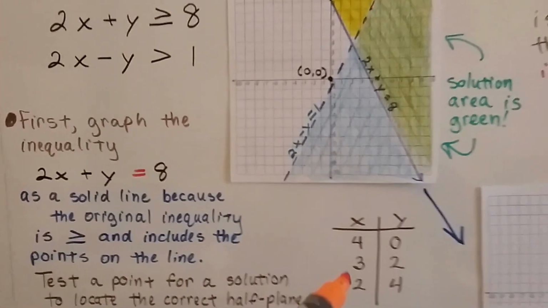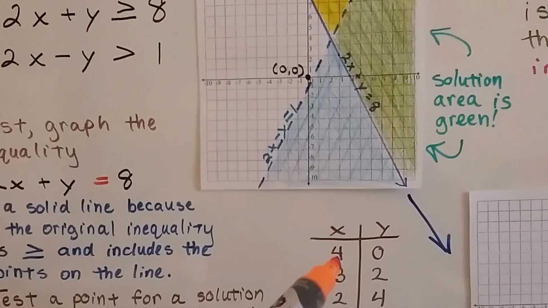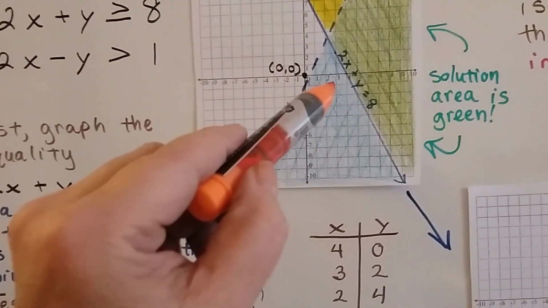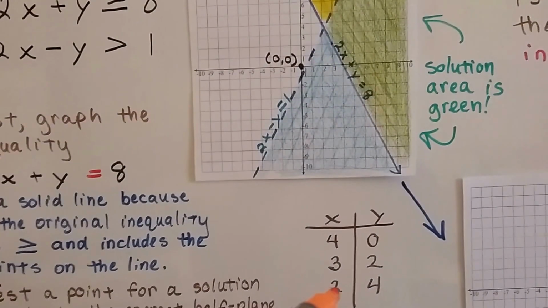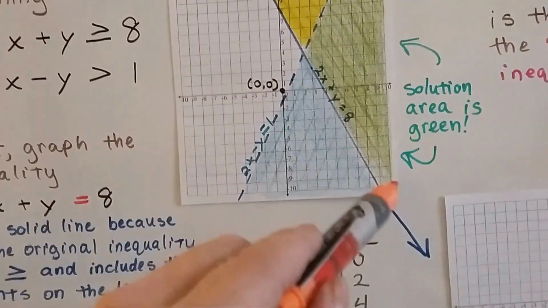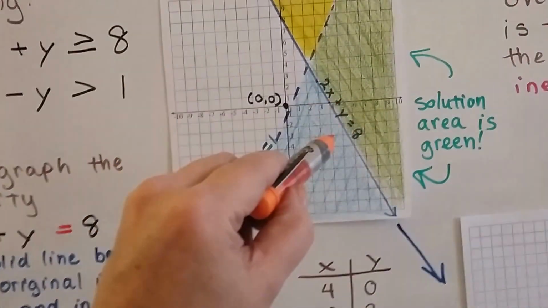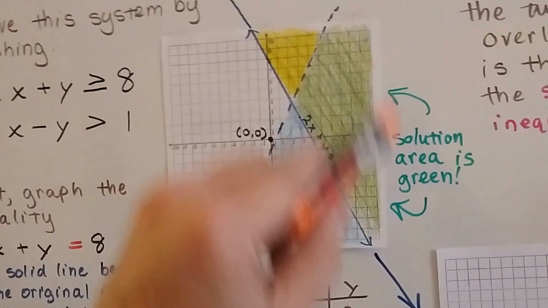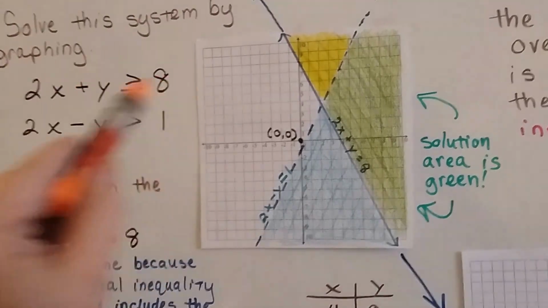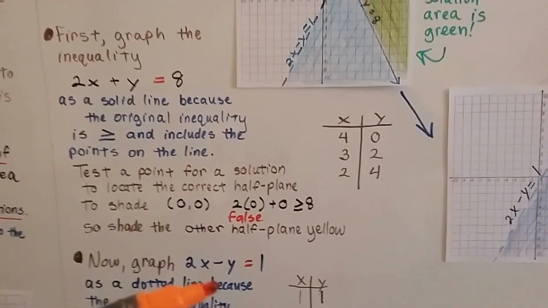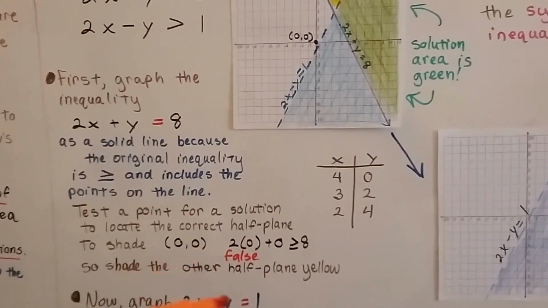So this is where we graphed our solid line at x 4, y 0, right here, x 3, y 2, right here, and x 2, y is 4, right here, and then we drew our solid line, see? This line is where it equals it, okay? This entire area is a representation of this inequality, okay? So just stay with me, all right? We find a test point for the solution to locate the correct half plane to shade, okay? And I explained that in the last video.